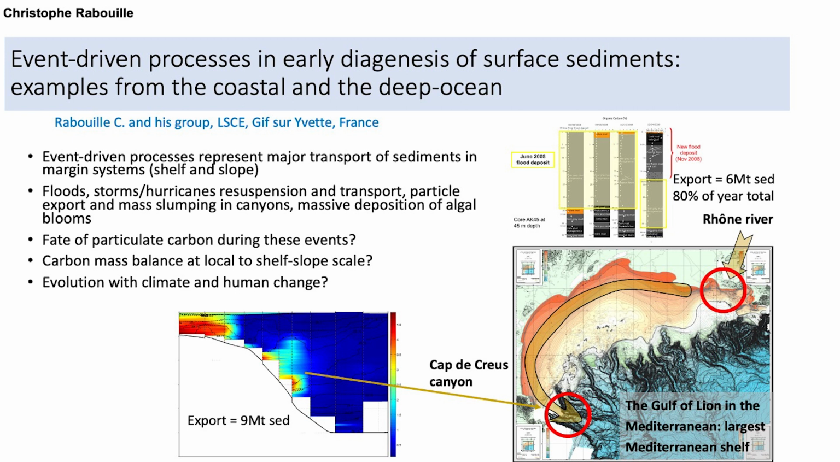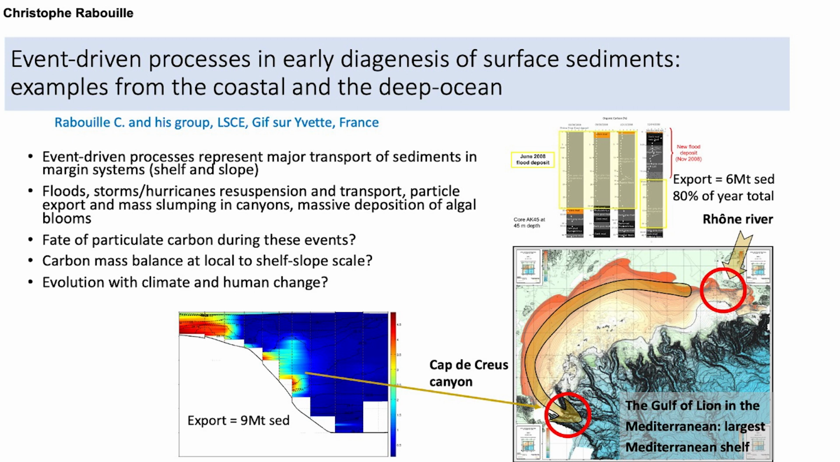We know that the event-driven processes in the coastal ocean, at least, but not only, represent major transport of sediments in these margin systems. So I give some examples here. I don't know if you see my mouse, but it's of some flood deposition here in the Rhone River Delta, in the Mediterranean Sea, in the south of France. But there's also, in the canyons at the western part of the Gulf of Lions, a large export of particles, as much as is input by the river, that deposits a large amount of sediment at the bottom of this canyon.